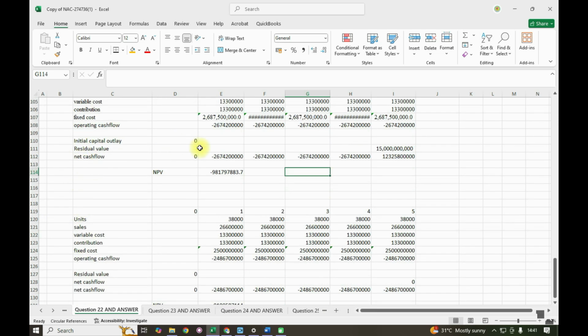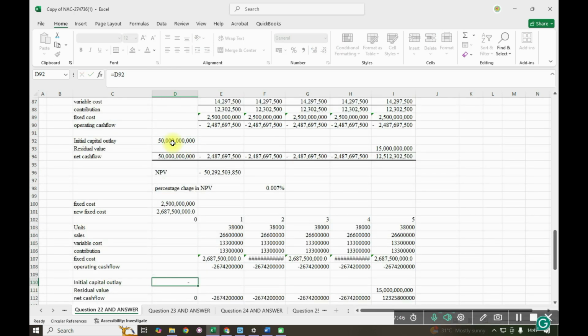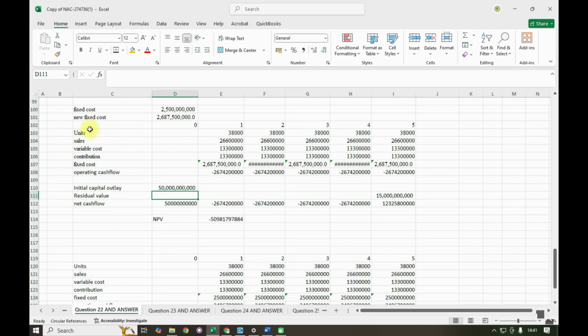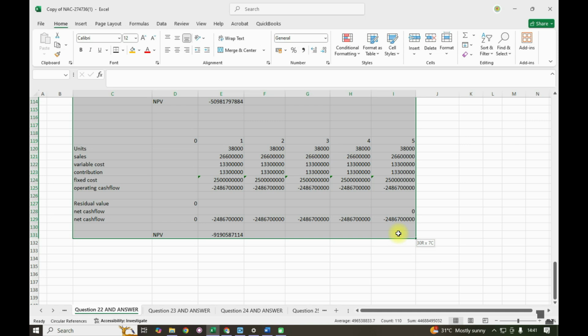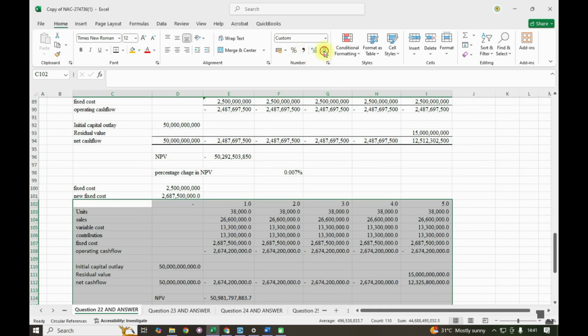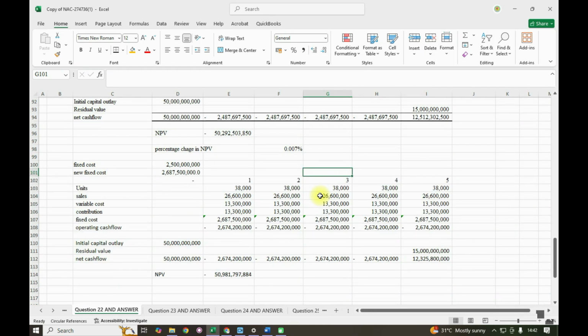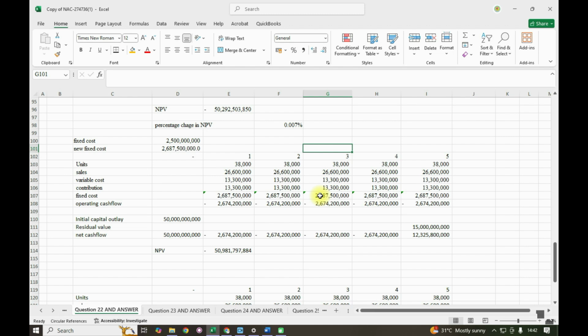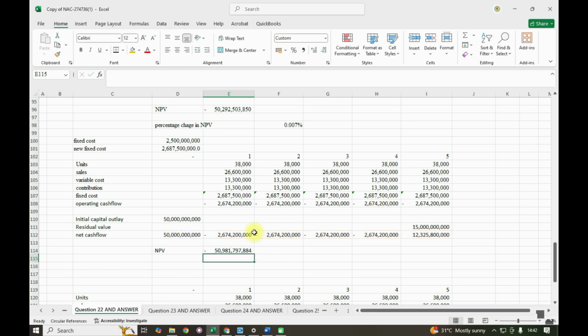and the initial is still 50. So this one I will have to change this and to reduce that. So variable, I am done with variable. So the fixed, so this one will be our new NPV. Our new NPV, already we have changed that.